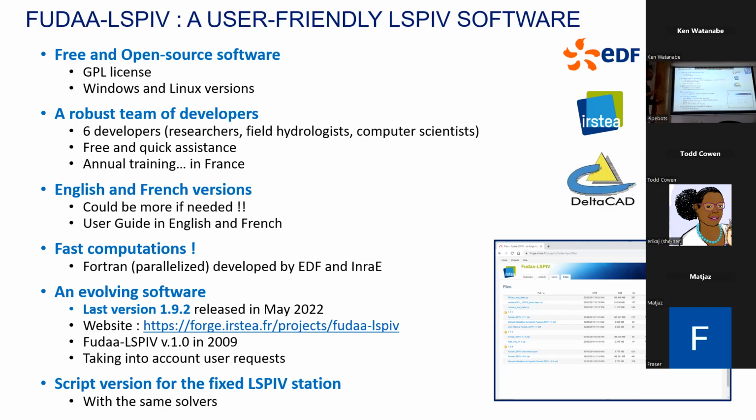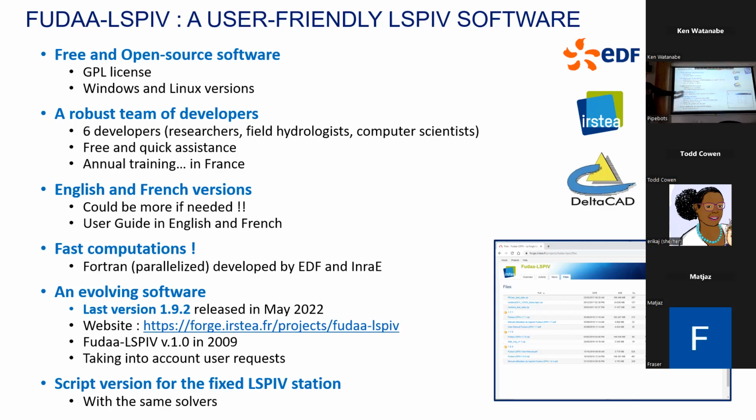And we have researchers, like some of you may know Jérôme Le Coz, who is a researcher working on that. We have field hydrologists like me, but also computer scientists who help us to make the software efficient, because when we make the code, it's not efficient code. So we have to have someone who knows what he's doing to recode everything and make it clean and efficient.